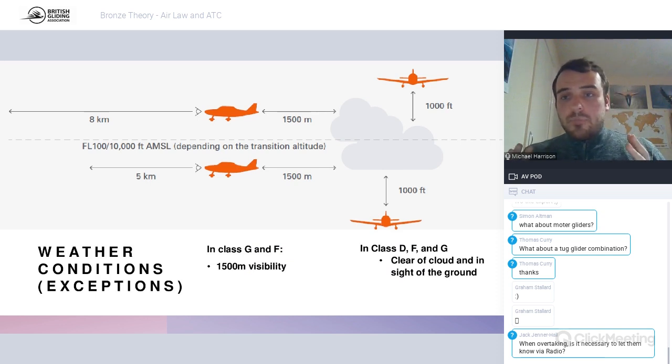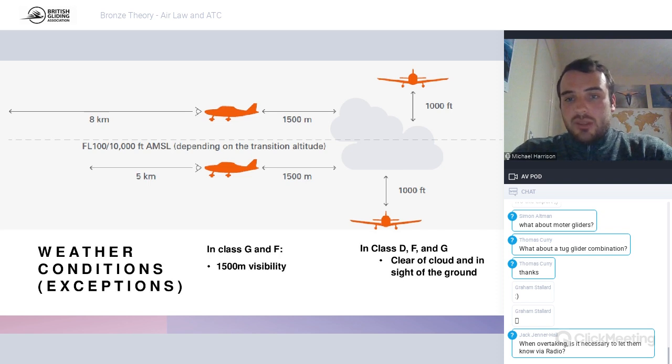Now, the biggest, the most important exemption for gliders applies to you in Class D, in Class F, and in Class G airspace. But interestingly, not in Class E airspace, which is a really weird quirk you need to be aware of. D, F, and G fine, but not in E. Don't ask me why, I don't know.